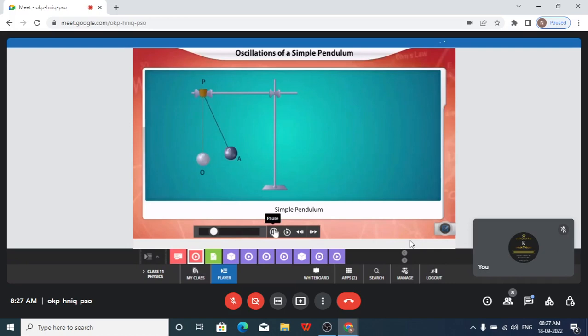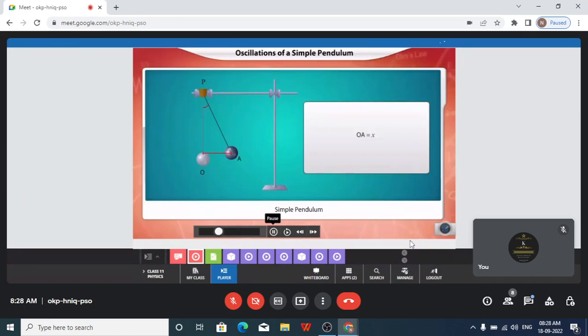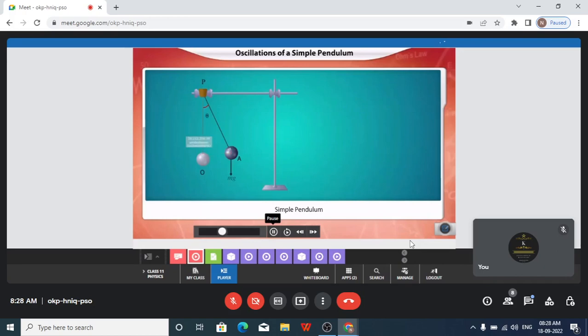Let's consider the bob at position A at some instant of time. Let's assume that the distance OA is equal to x. Also, let the angle made by the thread of the pendulum with the vertical be theta. The forces acting on the pendulum are the gravitational force mg and the tension T in the thread. We resolve the components of the gravitational force as shown.